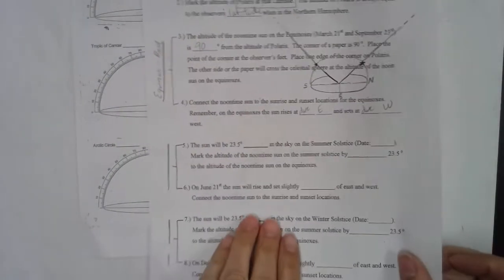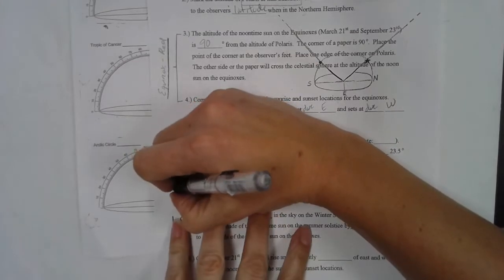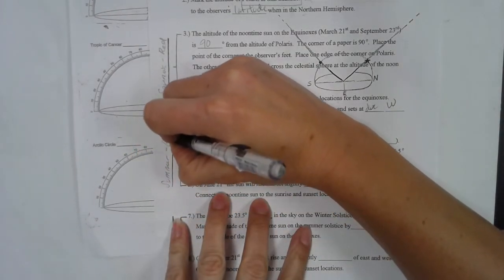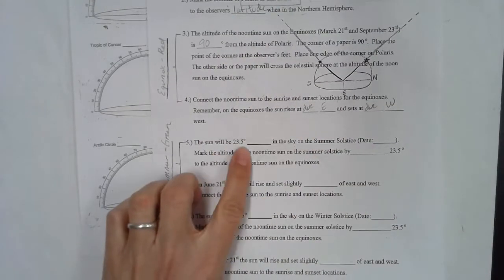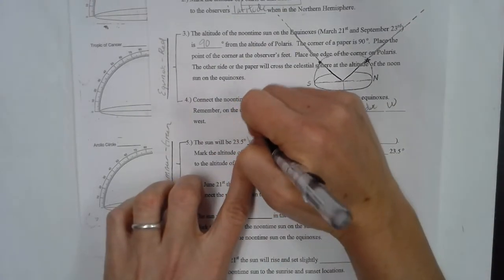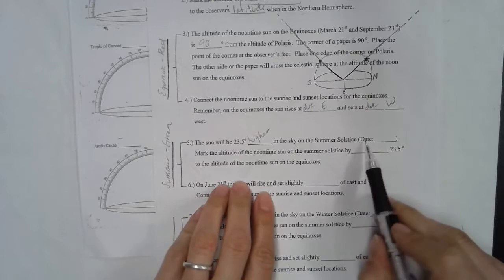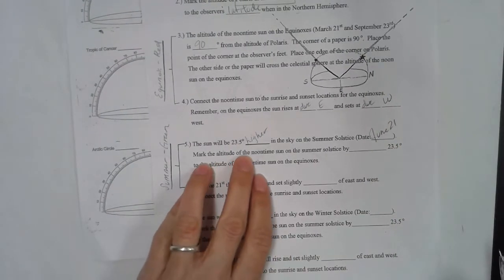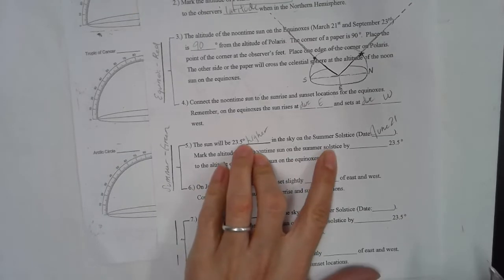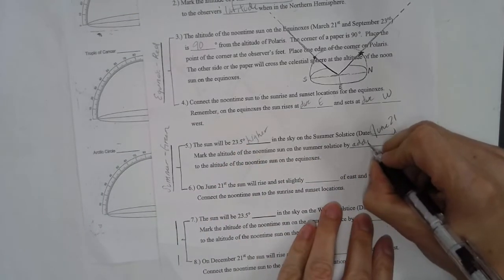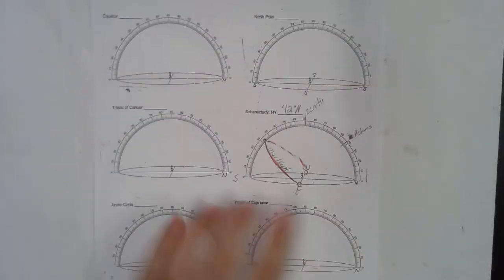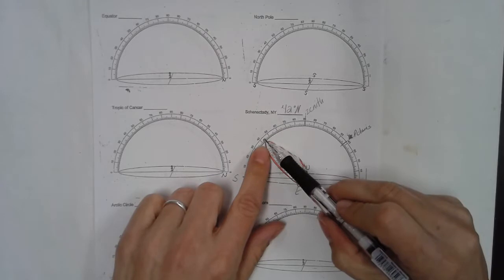Okay, next we're going to draw our green summer line. The sun will be 23.5 degrees higher in the sky on the summer solstice, which is June 21st. Mark the altitude of the noontime sun on the summer solstice by adding 23.5 degrees to the altitude of the noontime sun on the equinoxes. Okay, we're going to just kind of guess at 23.5 degrees.